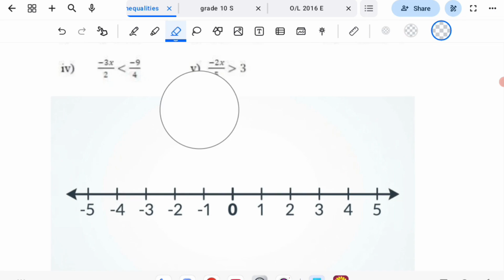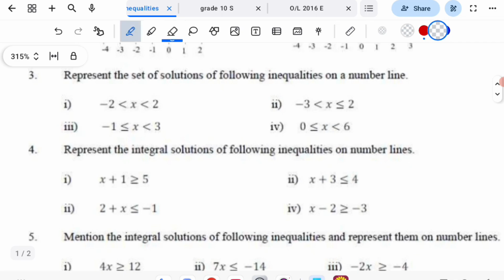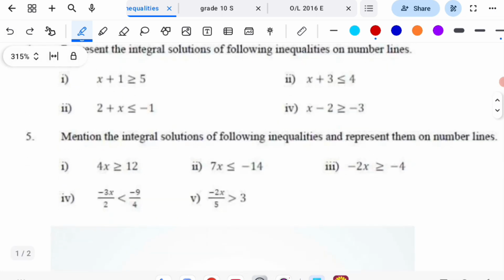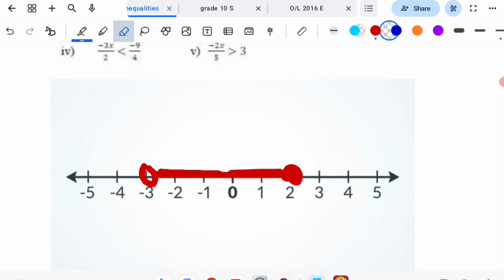Then part 2, there is an equal sign in this space. Therefore, we have to color the point on 2, and we have to put a non-colored circle on minus 3. Minus 3, 2. 2 is a colored circle. And you have to represent region between that two numbers.